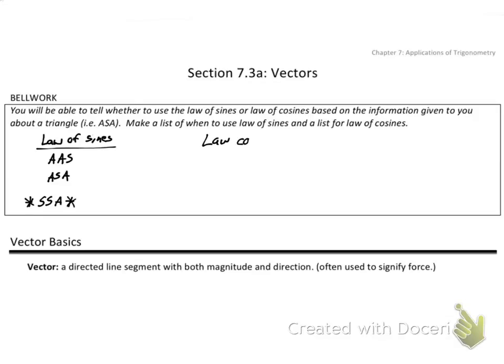Well, we're going to use the law of cosines. I'm going to use the law of cosines if I have side-angle-side or side-side-side. All right, and that pretty much covers all of our possibilities for triangles.